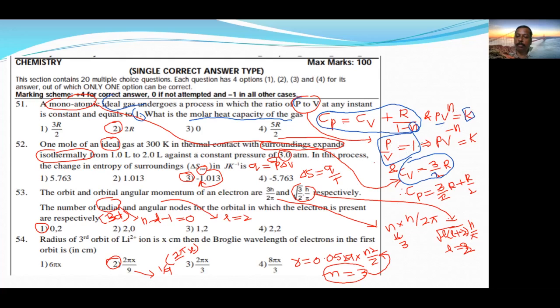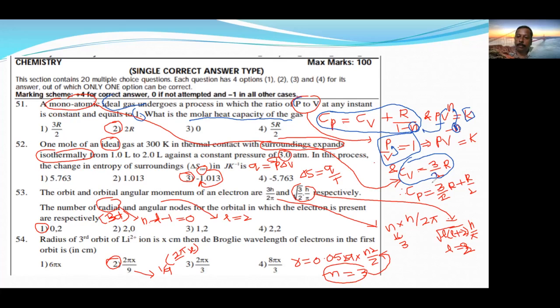P by V is equal to 1, so we can write it as P into V to the power of minus 1. Here minus 1 is equal to n. So indirectly we got the n value as minus 1, and you can put it over here.